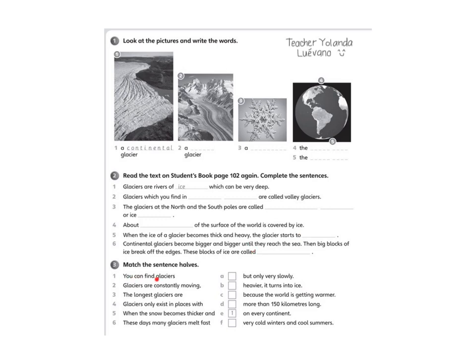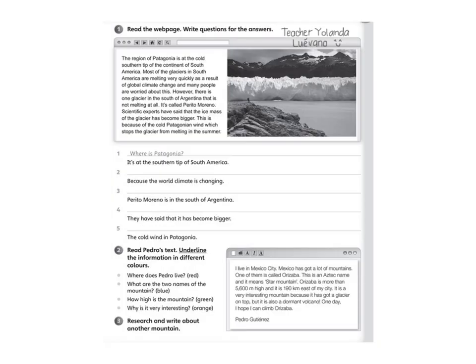And matching, you can find glaciers on every continent. All of these is in the text, all of it. And I'm quite sure that you can find it easily. Please do the complete page. We're going to check it today in our video. Okay, now let's go to the next page.